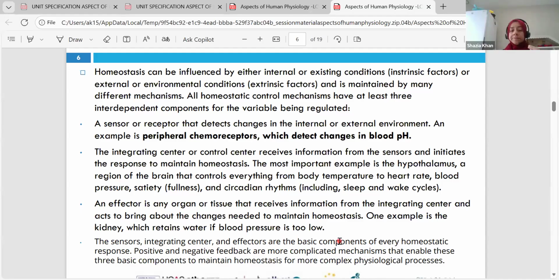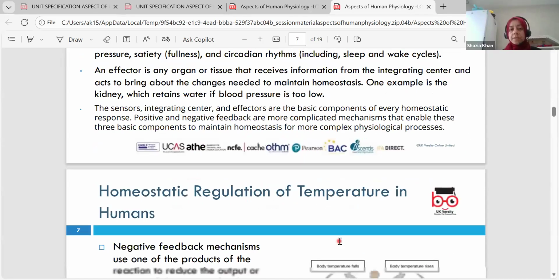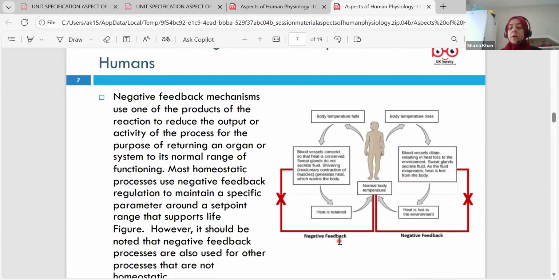As I said, if there's high blood pressure, there's regulation where the blood pressure then is reduced through these sensory receptors and through various other mechanisms. Now, there's a negative feedback mechanism, which I had mentioned a little bit before.